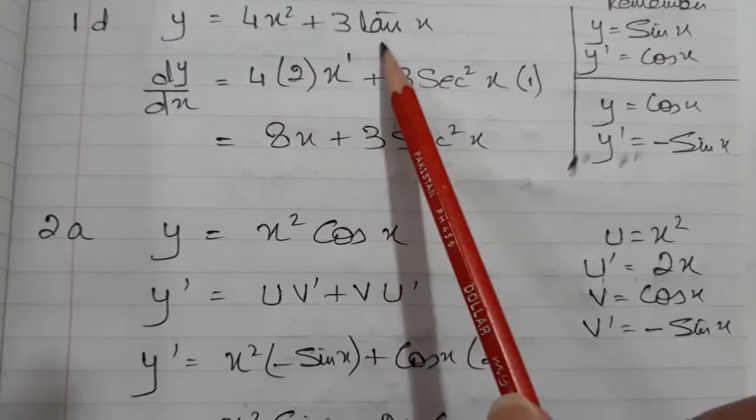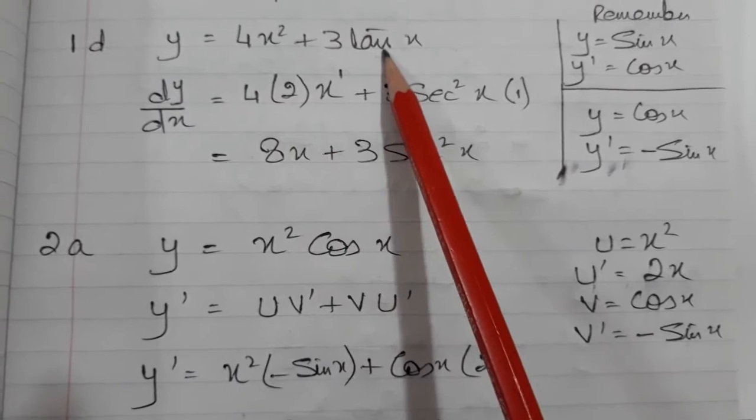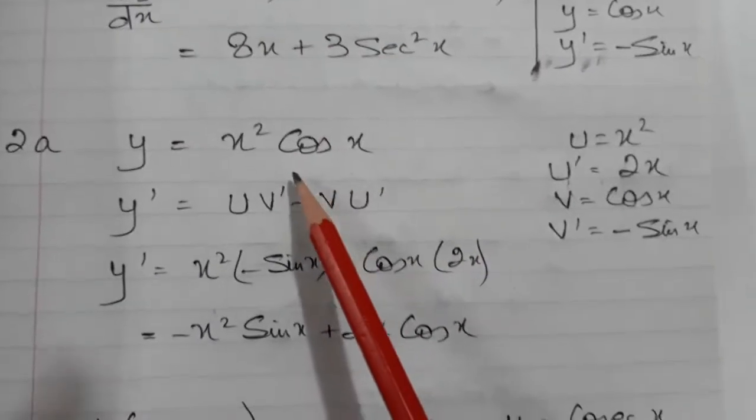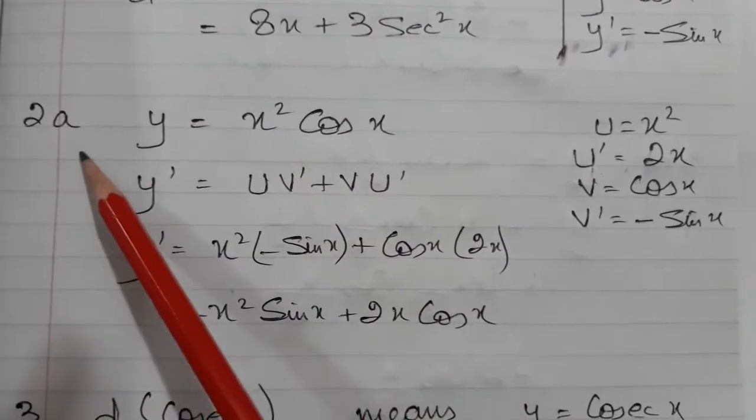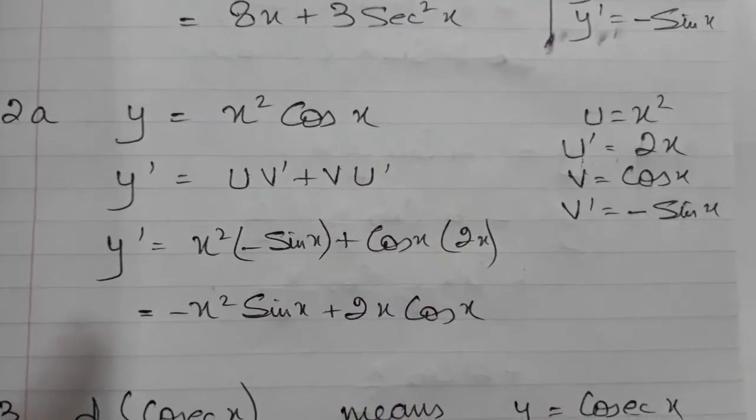So we were applying differentiation on both the terms. Here I will take it as a polynomial and here as a trigonometry. Now let's see this example, which is 2a, question 2a. What is happening? What do you think?